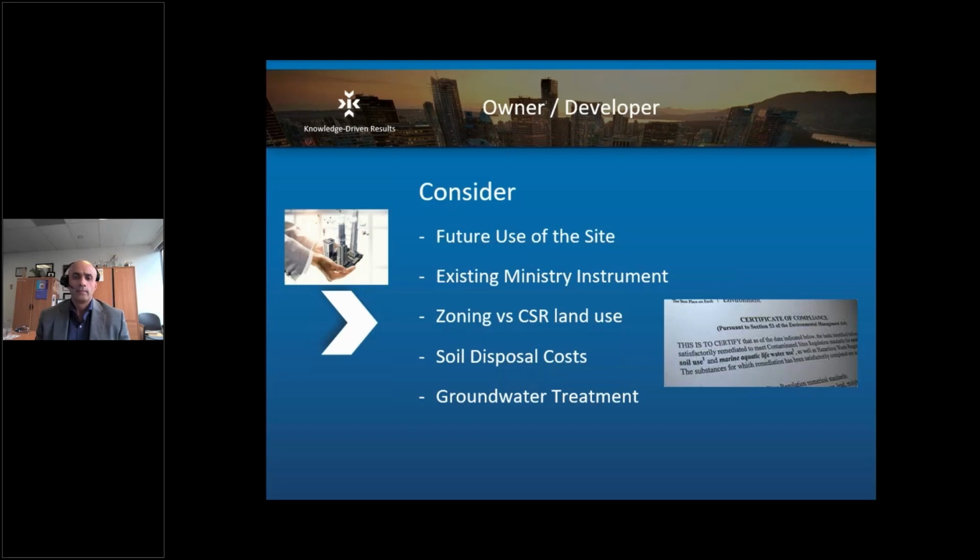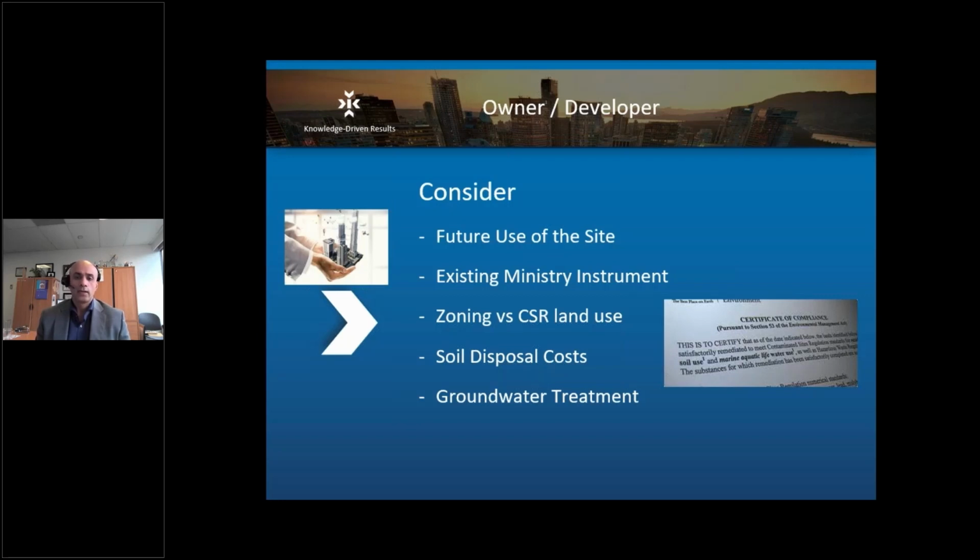The other thing to take note of is the city's zoning versus the CSR land use. Often what happens is you're zoned industrial, so the consultant or developer may think we need an industrial certificate of compliance. What I recommend is talking to your client, understanding who's going to be on site, and how that matches with the contaminated sites land use. Does it meet the commercial land use, or is it industrial?